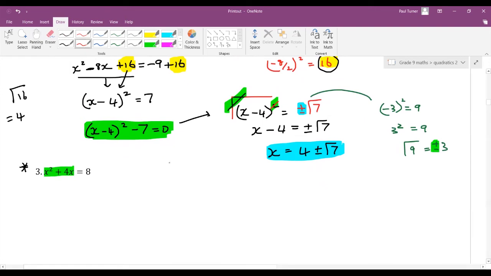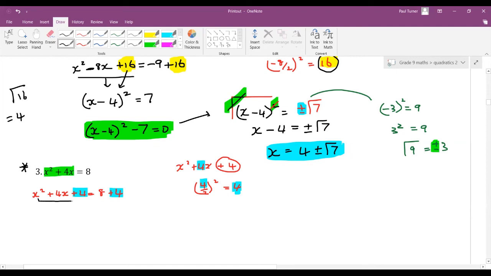So when I look at that, I'll just write this here, x squared plus 4x. So half of 4 is 2. And then I square that number, I will get 4. So the special number you need to add on this side is 4. So x squared plus 4x plus 4 equals 8 plus 4. So your special number, which is 4, which comes from here, add that to both sides, like that.